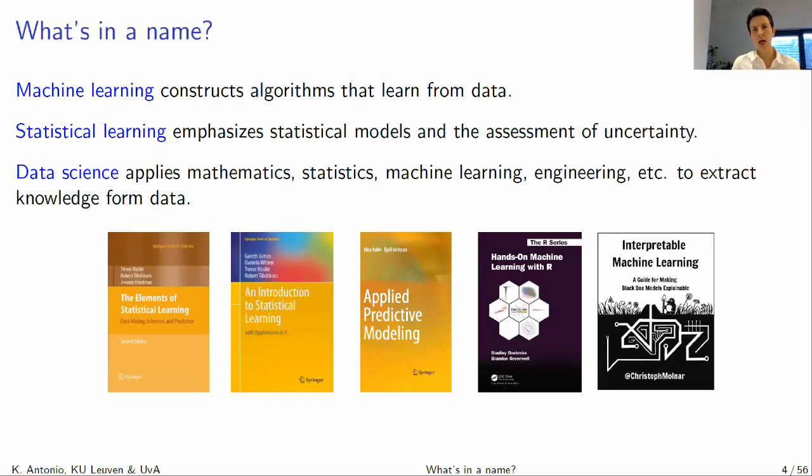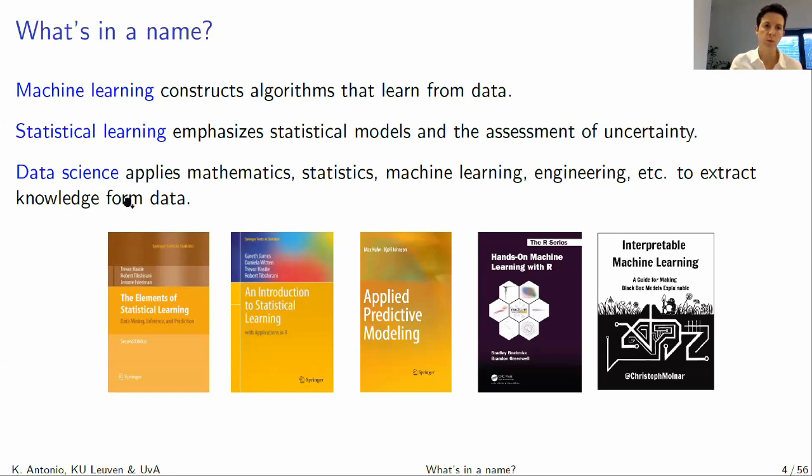Okay, so what's in a name? We already talked about these different terminologies which are out there. As a quick recap, I will denote with machine learning techniques a whole bunch of algorithms to learn from data. If I talk about statistical learning, then I will rather think about statistical models and the assessment of uncertainty. So think about linear regression, think about generalized linear regression, generalized additive modeling. That would be examples of statistical learning methods as a subset of machine learning techniques.